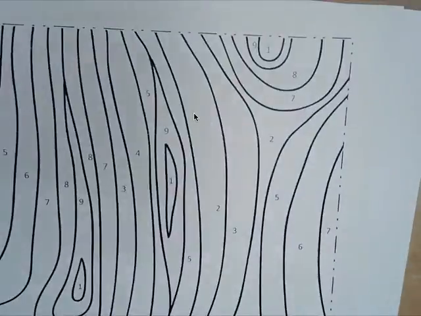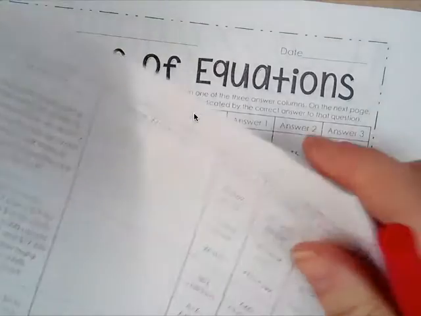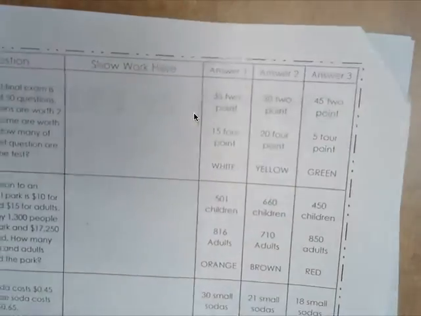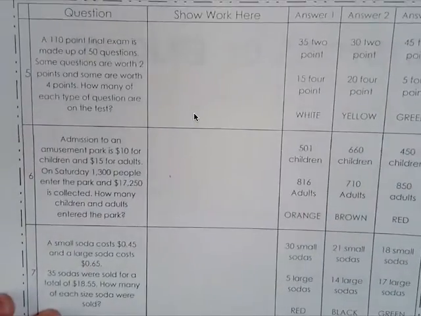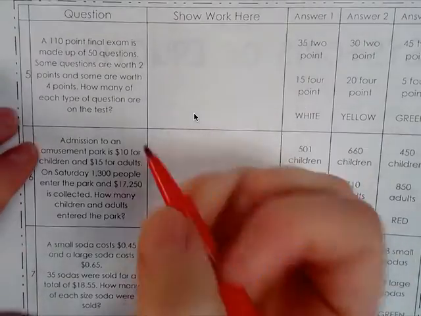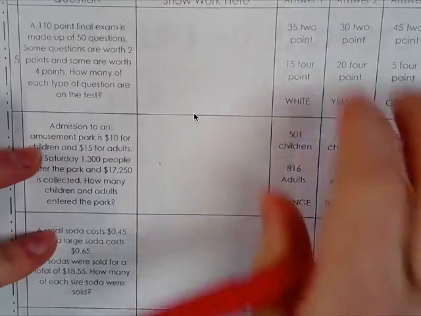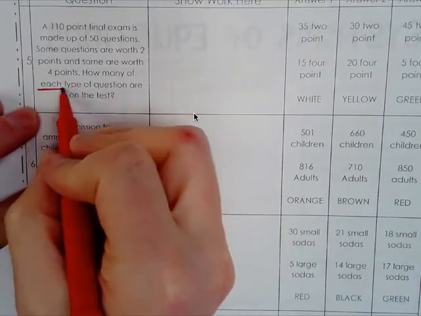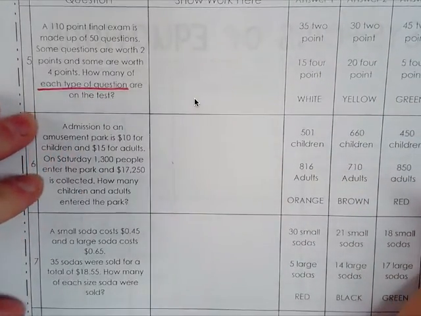All right, let's look at number 5. A 110-point final exam is made up of 50 questions. Some questions are worth 2 points and some are worth 4 points. How many of each type of question are there? So you look to the question to find out what your variables are. How many of each type of question are there?